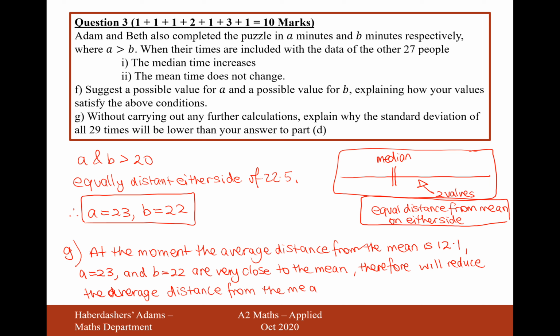Okay, so there we are. That's the answer for question G. Let me just explain it a little bit again. At the moment, the average distance from the mean is 12.1 for this data set here. If A is 23 and B is 22, then that's very close to the mean, so therefore when they're included in the calculation for the standard deviation, that will reduce the average distance from the mean from 12.1 to something smaller. So there we are, that's the answer for question 3 there, with a whopping 10 marks in total. Let's now move on to question 4.